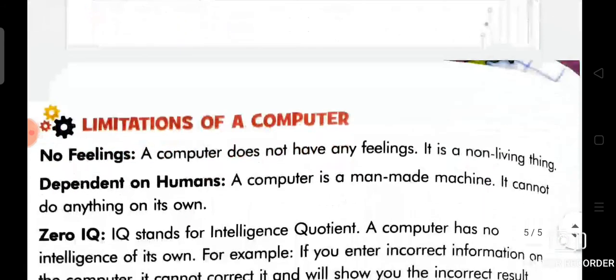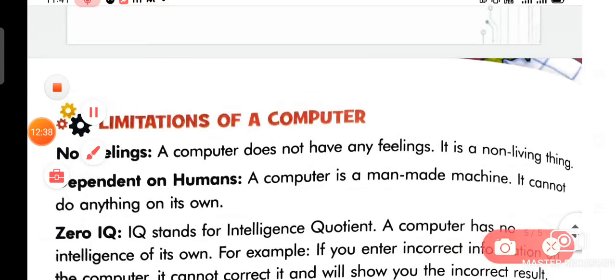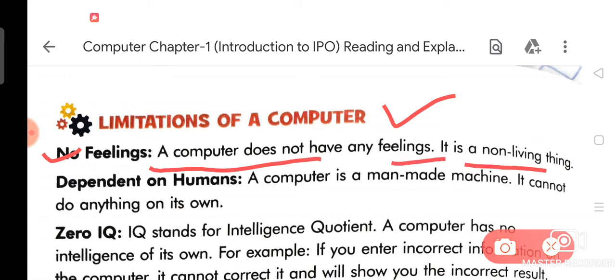Now I am going to read about your next topic, that is limitations of a computer. No feelings. Your first point is no feelings. A computer does not have any feelings. It is a non-living thing. Your next point is dependent on humans. A computer is a man-made machine. It cannot do anything on its own.